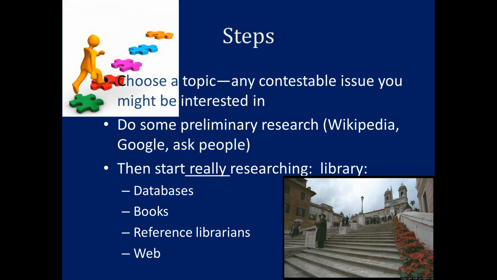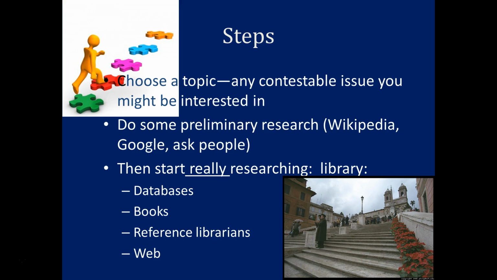Here's some steps in this process. The first is to think of a topic that intrigues you, something that's contestable, something you might be interested in. Remember that the topic for the annotated bibliography assignment is going to be the topic for your argument paper. So this is not a one-off or a fire and forget assignment. It's an assignment that you're going to be coming back to over and over. The more research work you do for this, the easier your argument paper is going to be.